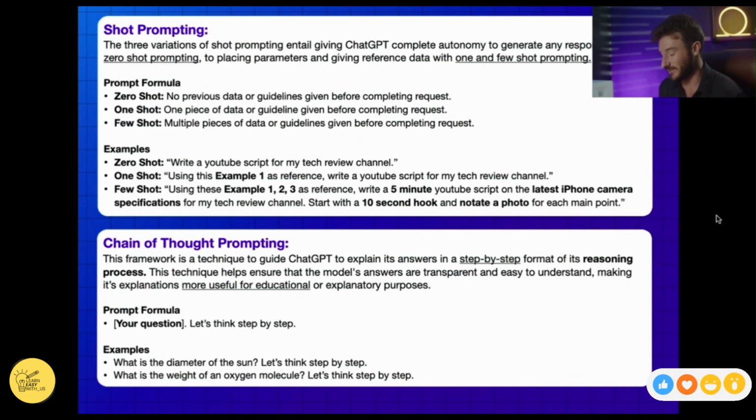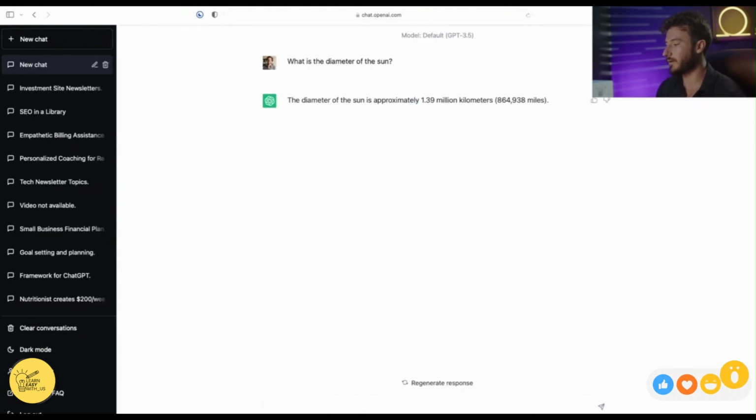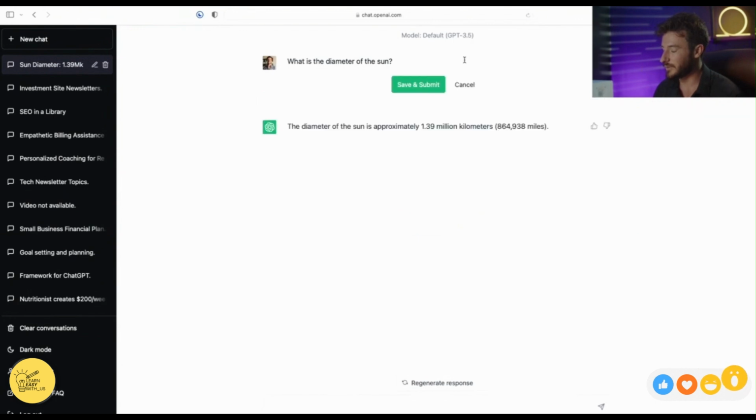Our formula is actually very simple for this one. We have whatever your question is, and then the prompt that you always want to use is "let's think step by step." So let's see what ChatGPT does. We have our first example: what is the diameter of the sun? And I want to put this in without our prompting framework. So it says exactly what the answer is to our question. The diameter of the sun is approximately 1.39 million kilometers, aka, this is a big number, 864,938 miles.